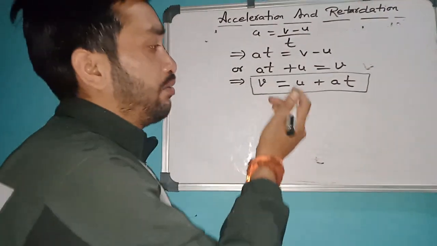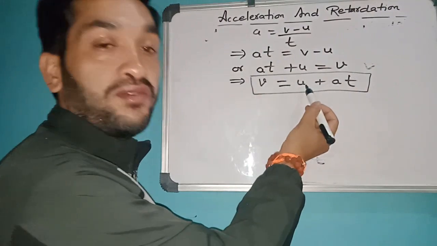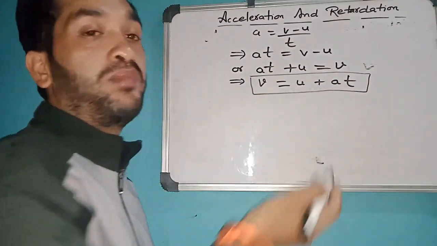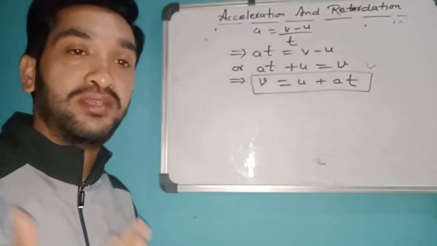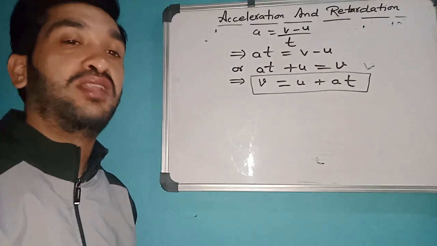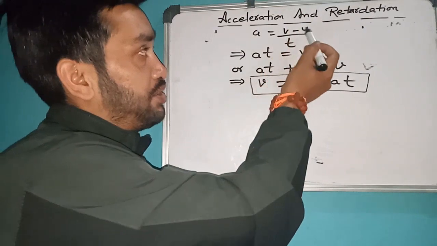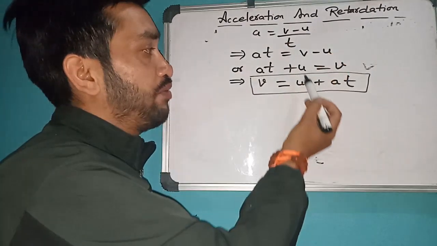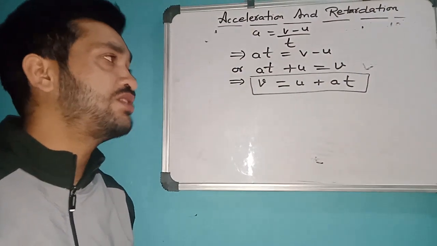So from here we can conclude that final velocity is equal to initial velocity plus the multiplication of time and acceleration. And if you simply want to write acceleration, acceleration equals v minus u by t. In that way also you can write. So acceleration is the change in velocity with time. In this way we have derived Newton's first equation, which is v equals u plus at.